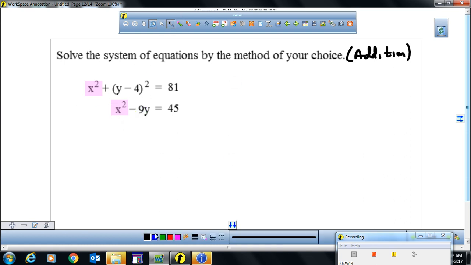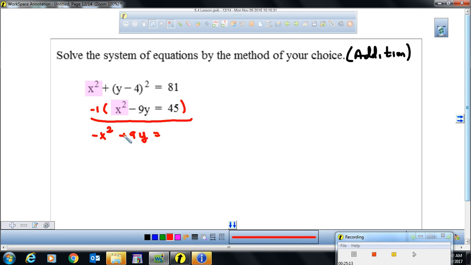So you see that they're almost ready to cancel. The only thing is that we need a negative on one of them, so I'm going to multiply, let's say, the bottom equation by a -1, or the top, whichever. If I multiply the bottom by a -1, we get negative x squared. -1 times negative 9y is positive 9y, equals -1 times 45 is negative 45. And then we are going to add it to x squared plus (y minus 4) squared equals 81.